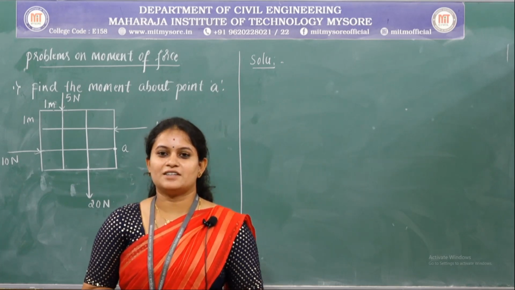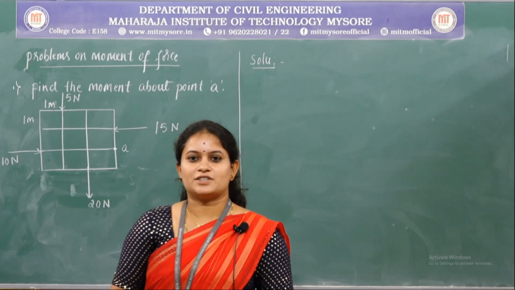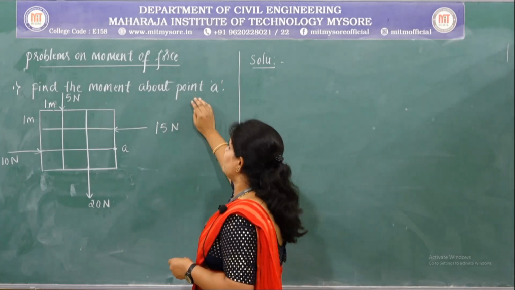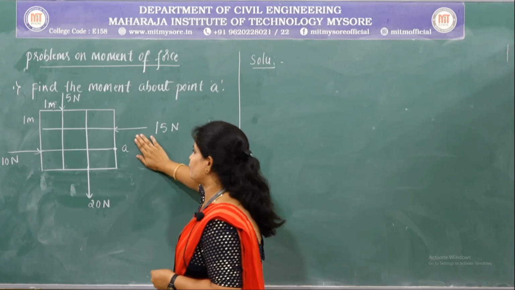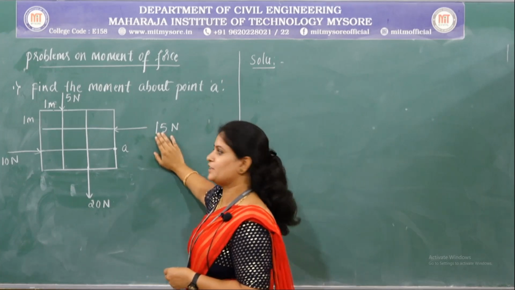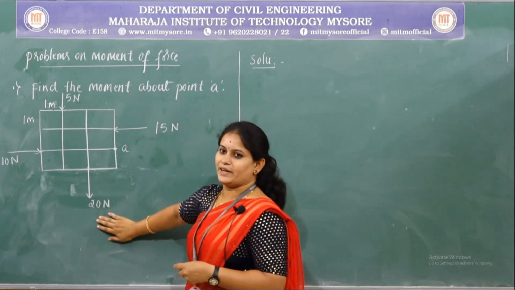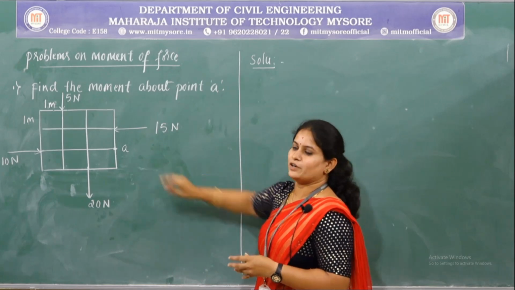In this session, we shall start with the problems on moment of a force. So we shall take up the first problem, that is find the moment about the point A. So the question consists of the four forces. First one is 15 Newton, second 5 Newton, third 10 Newton and a 20 Newton forces. So we shall solve for the moment of a force.